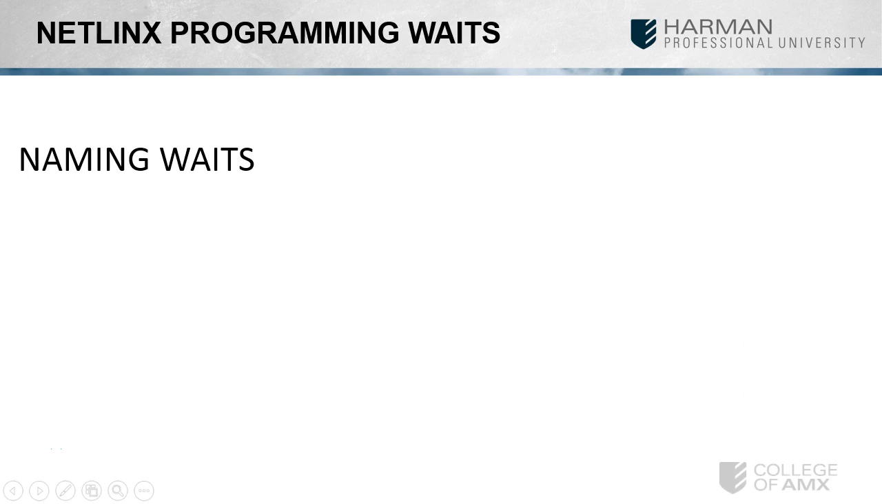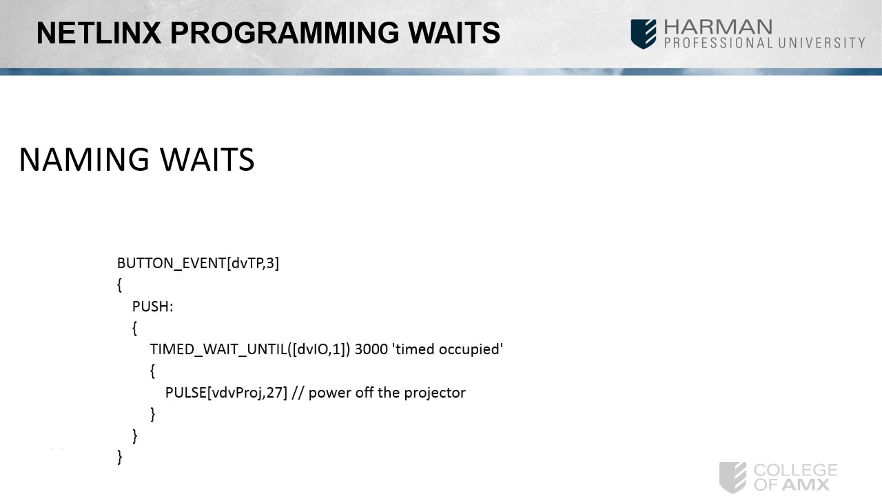In the previous example, you will have noticed that the timed conditional wait has a name encapsulated in single quotes. Naming waits allows you to manipulate them, like canceling, pausing, or restarting a wait request. An example of when manipulating a wait would be worthwhile would be to cancel a system off macro when a room is going to continue being used after the scheduled time has elapsed.